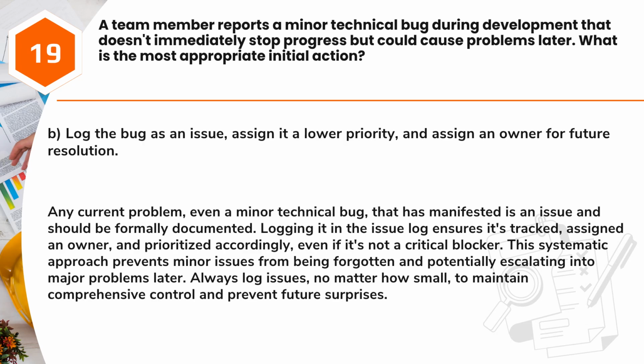Answer: B. Log the bug as an issue, assign it a lower priority, and assign an owner for future resolution. Any current problem, even a minor technical bug, that has manifested is an issue and should be formally documented. Logging it in the issue log ensures it's tracked, assigned an owner, and prioritized accordingly, even if it's not a critical blocker. This systematic approach prevents minor issues from being forgotten and potentially escalating into major problems later. Always log issues, no matter how small, to maintain comprehensive control and prevent future surprises.